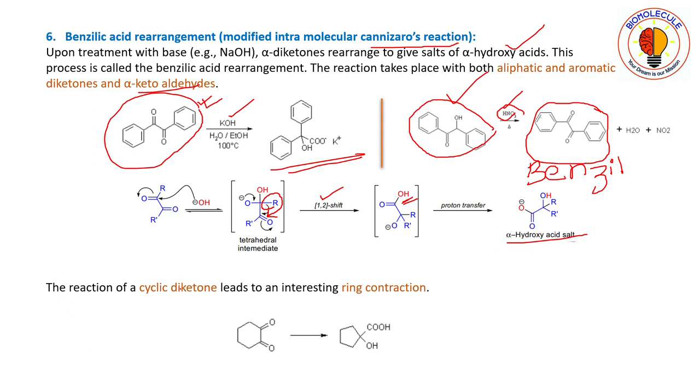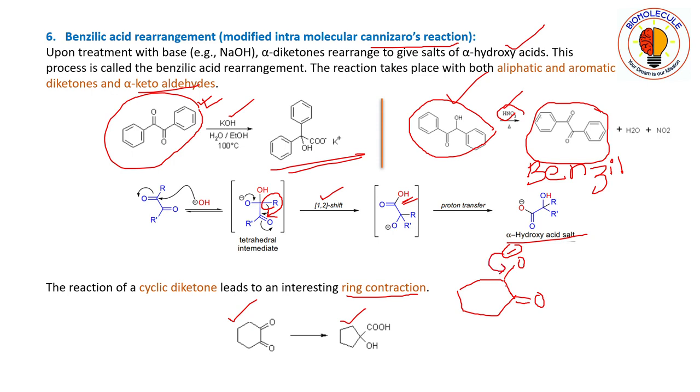Now the reaction of cyclic diketone leads to an interesting ring contraction. Previously it was a 6 membered ring, now you are getting a 5 membered ring. So how is this happening? Same thing, it is because of that alkyl shift. First this base molecule will attack the carbonyl group. So you are getting O minus over here, like this. Now this O minus will push back its electron.